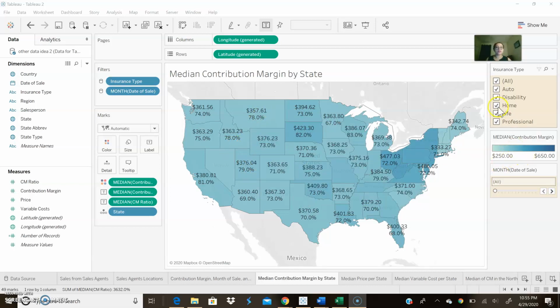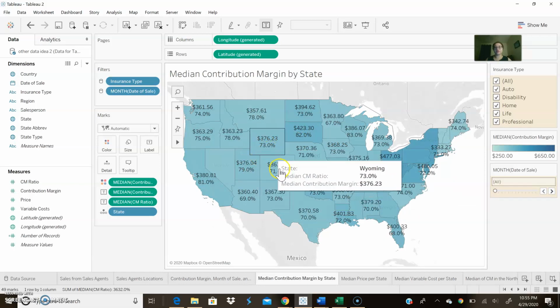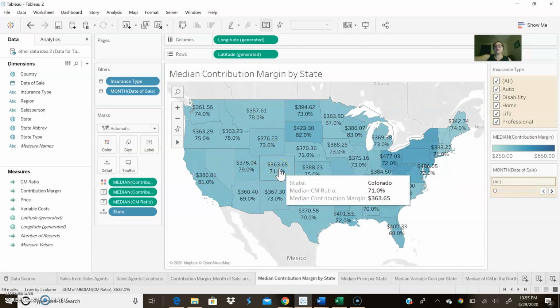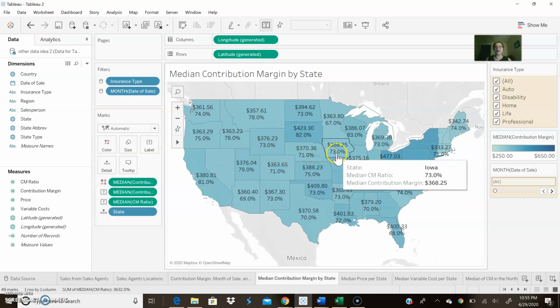I have my insurance filter. I have my scale right here. So the higher the contribution margin, the darker the color that I see on the map. I also have this neat slider, which is probably my favorite feature that I've learned to use. You slide it to the month you want to see the contribution margin, and you see the data for that respective month. I also have my labels for my contribution margin and my contribution margin ratio. I can point to a state and the information would show in that white dialog box.